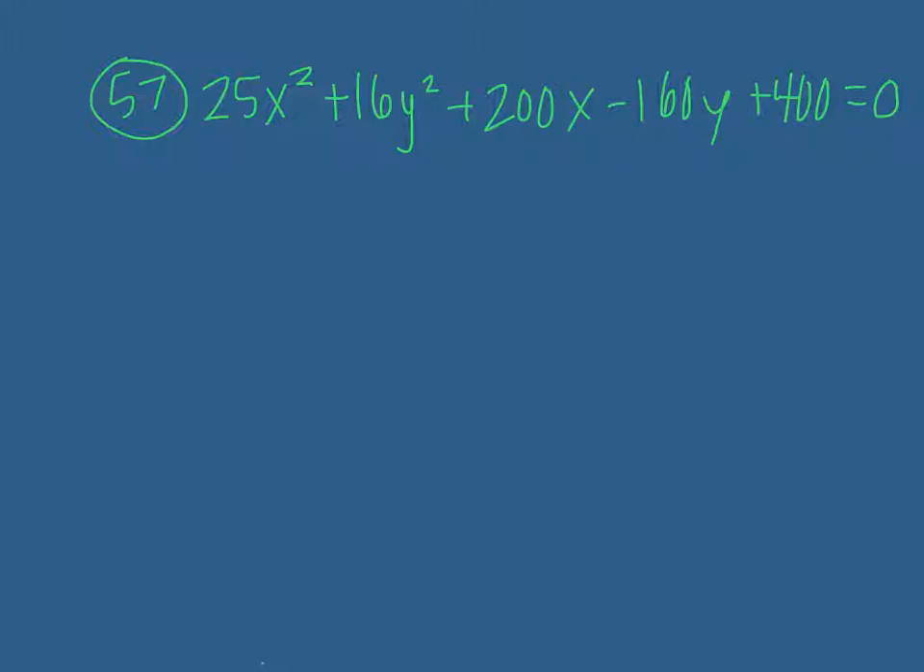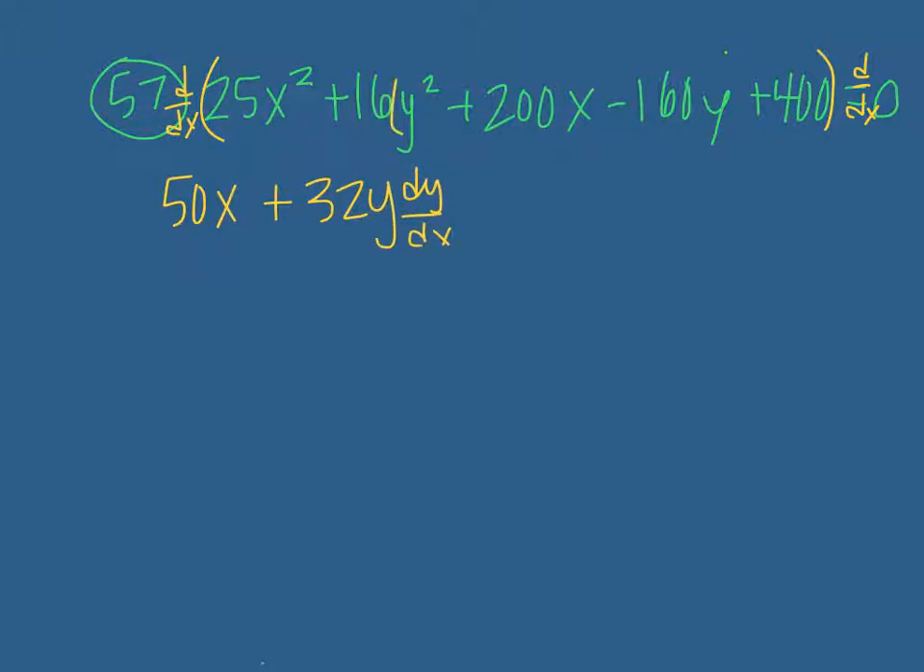So we need to take the derivative of both sides with respect to x, and we'll walk through each thing. The derivative of the first term with respect to x is 50x. The derivative of the second term with respect to x is 32y dy dx, because again, this y is on the inside and I'm doing chain rule. The derivative of this next term is 200. And then I have minus 160, because the derivative of that would be 160, and then I have to do chain rule, so I have dy dx. And then the derivative of 400 is 0, and the derivative of 0 is 0.